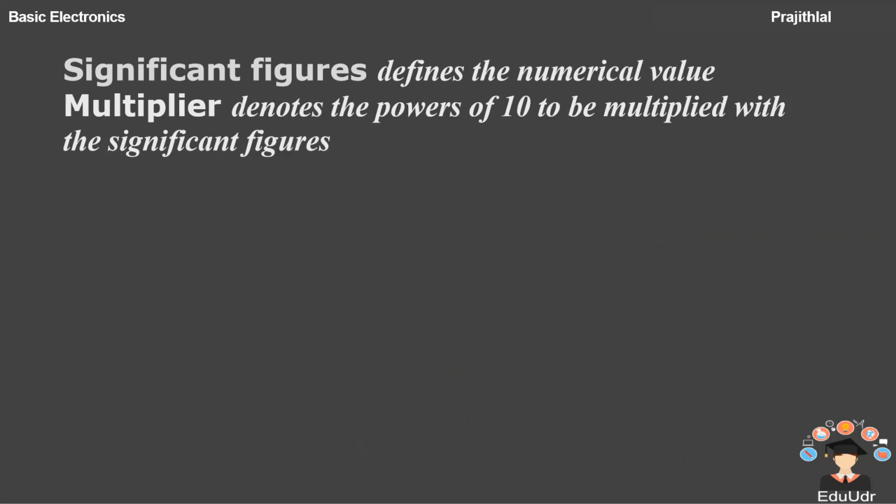Significant figures define the numerical value, that is the significant numbers of the resistance value being coded, and multiplier denotes the powers of 10 to be multiplied with the significant figures. Also we can say that the number of zeros following the significant figures is given by these multipliers.